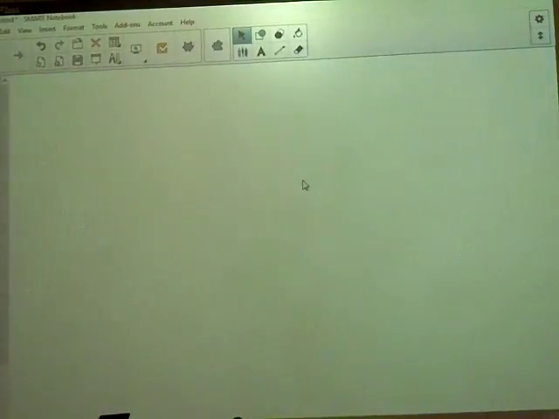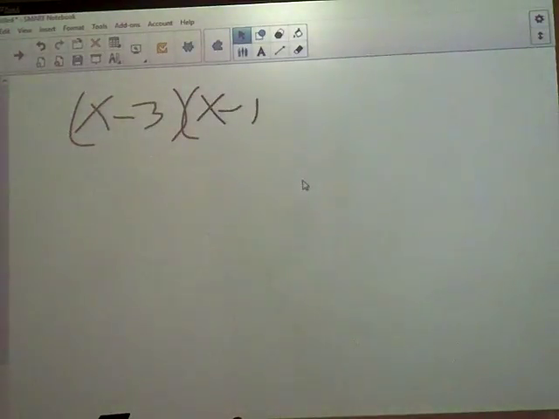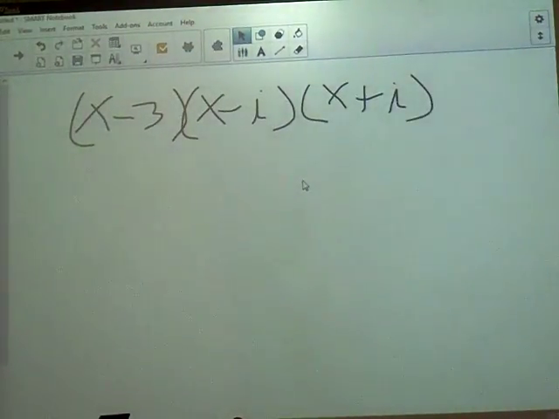If I have a 0 of 3, that comes from x minus 3. If I have a 0 of i, that's x minus i. And a 0 of negative i would be x plus i. Now, I chose to FOIL the i's first, because they're going to cancel out. And that's actually a difference of squares.